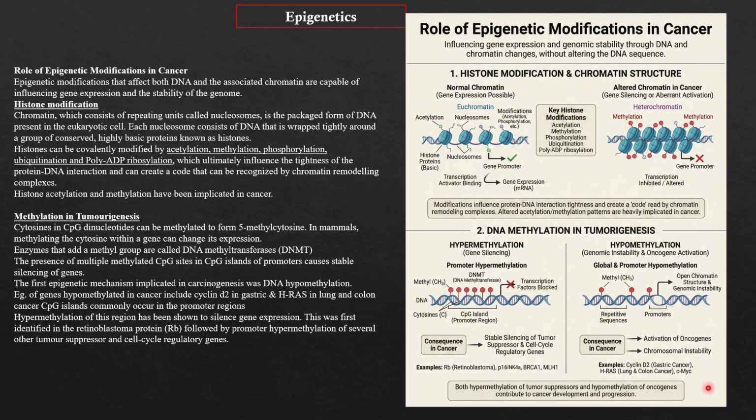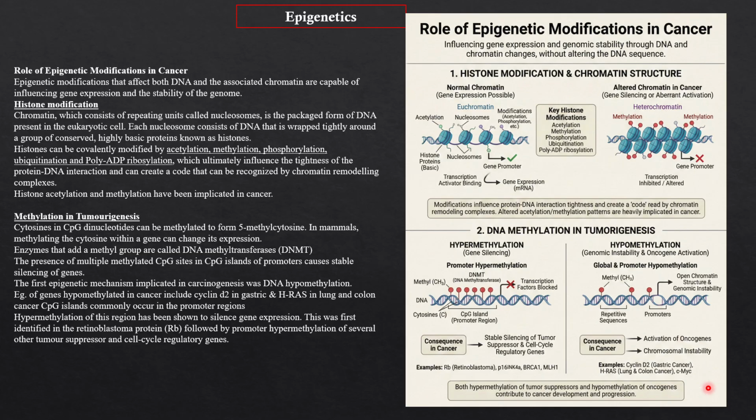The role of epigenetic modifications in cancer. So basically, epigenetic changes regulate gene expression without altering the DNA sequence, primarily through histone modification and DNA methylation. In normal cells, the euchromatin allows gene expression due to the relaxed chromatin structure, whereas the heterochromatin is tightly packed and transcriptionally inactive. In cancer, abnormal histone modification disrupts this balance, leading to inappropriate gene activation or silencing.